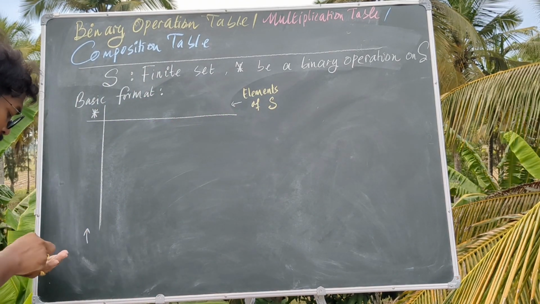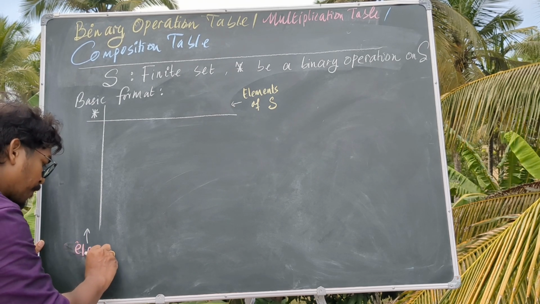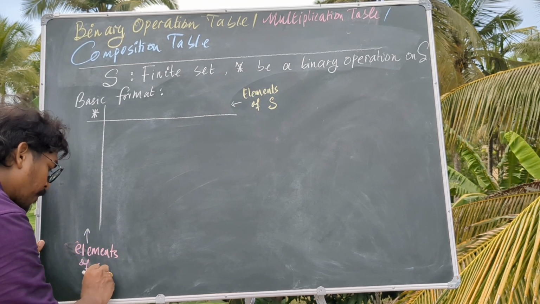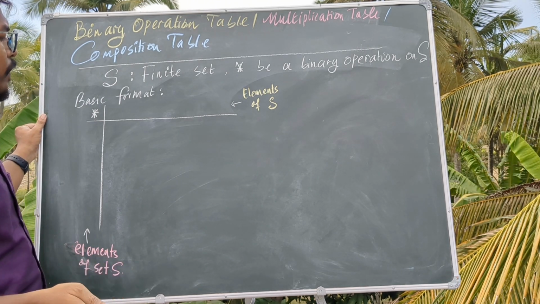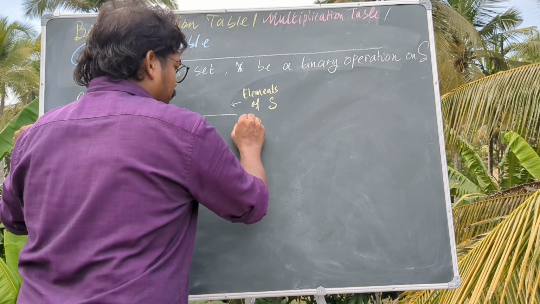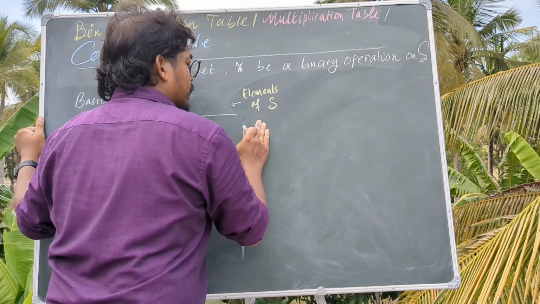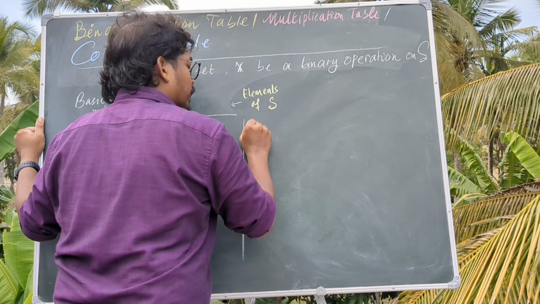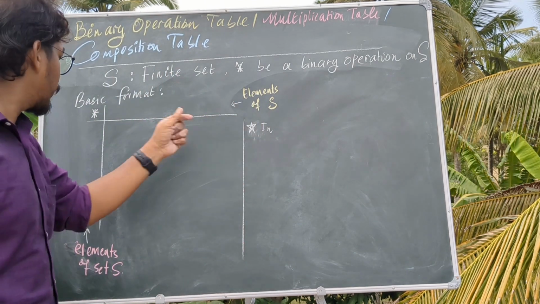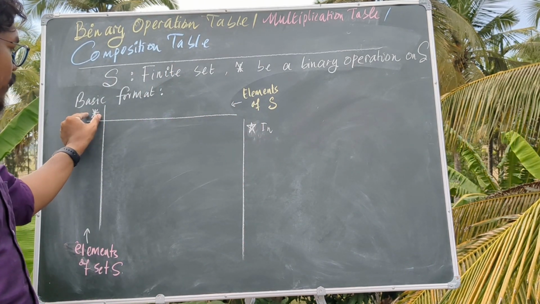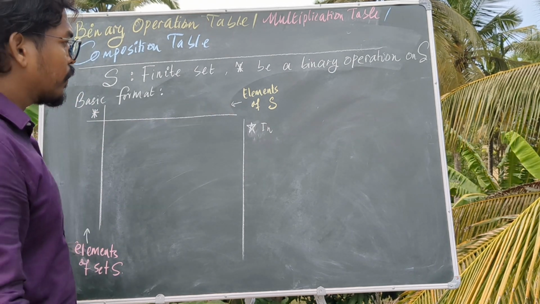Also in column we have elements of set S in any random order, and this is a note: this star is not the same as this star. This is my binary operation, and this is what I am using to note something, the bullet point.